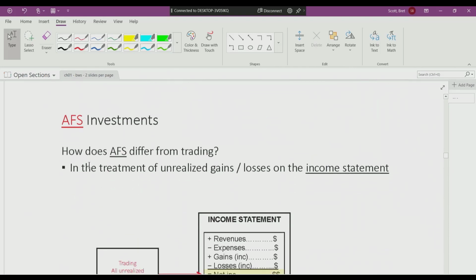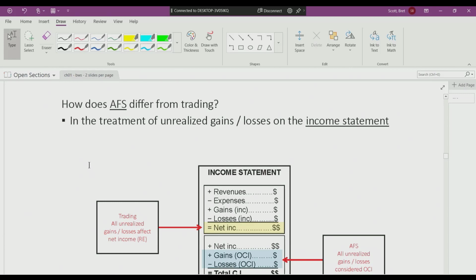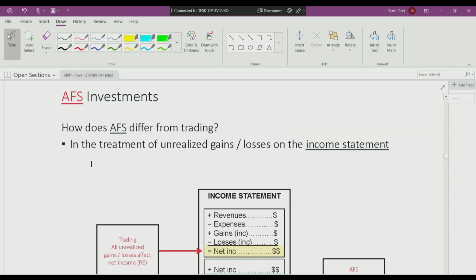Now I want to look at the same example, but talk about it from the perspective of available for sale. What is the difference between an available for sale security and a trading security? These are going to be the same actual investments, but we're going to classify them differently. So we're going from trading classification to available for sale. Okay, how does available for sale differ from trading?